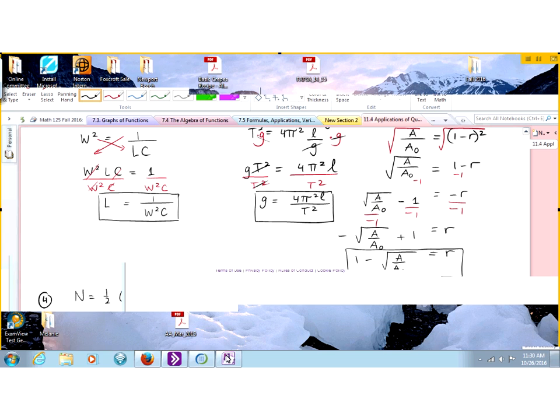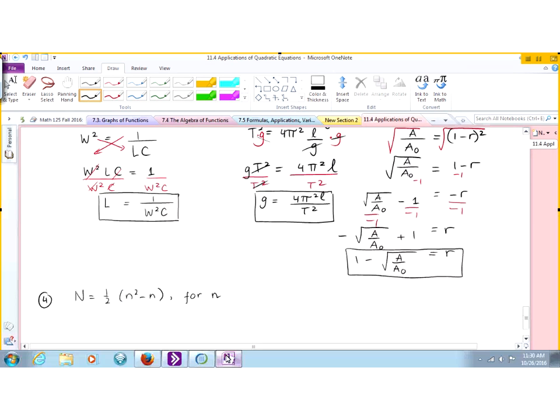How do we solve for n? Any idea how we solve for n? So let's get rid of the fractions first. How do we get rid of the fractions? So we could distribute first. So n is equal to half n squared minus half n. And then what do you do?